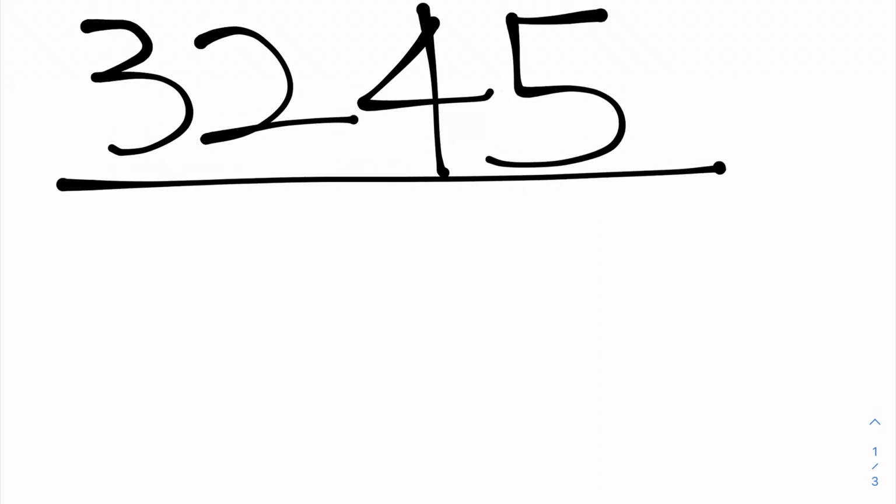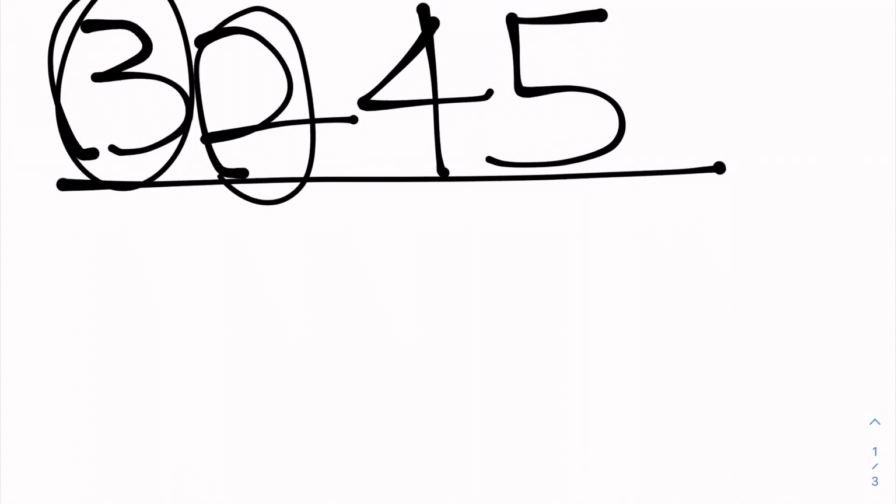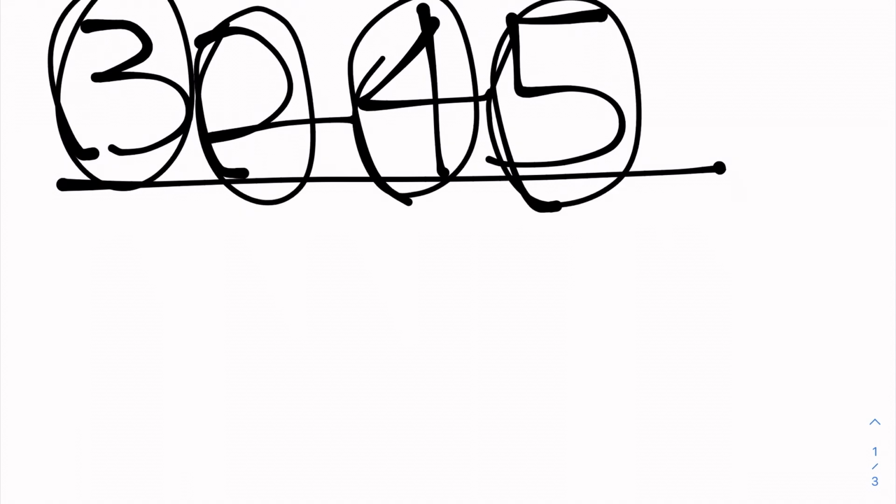Okay, let's look at another example. Say we have 3,245. This number will have 4 significant figures because rule number 1 stated that all non-zeros are significant. 3, 2, 4, 5. These numbers are all non-zeros, so therefore we can say that this number has 4 significant figures.